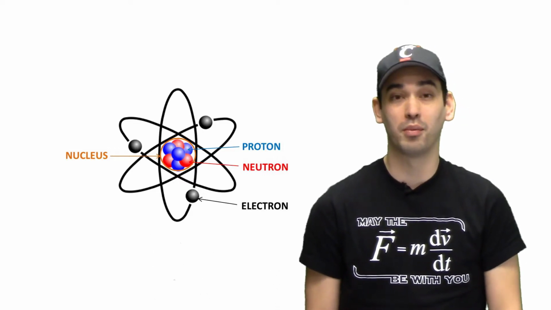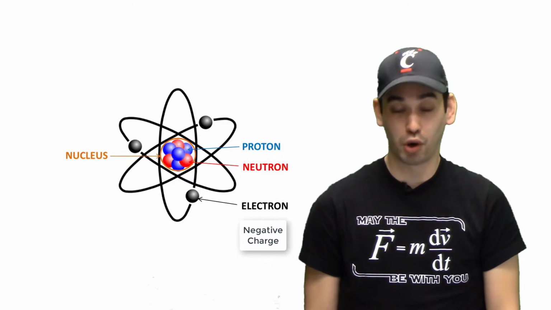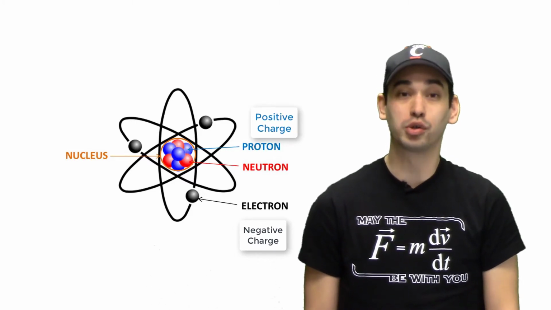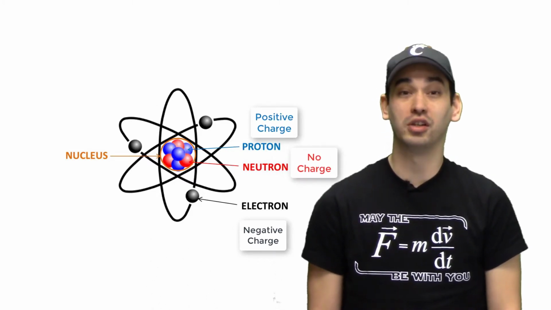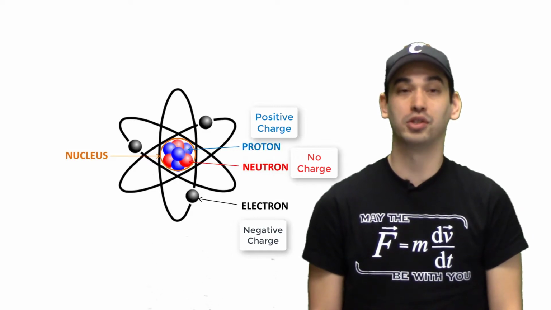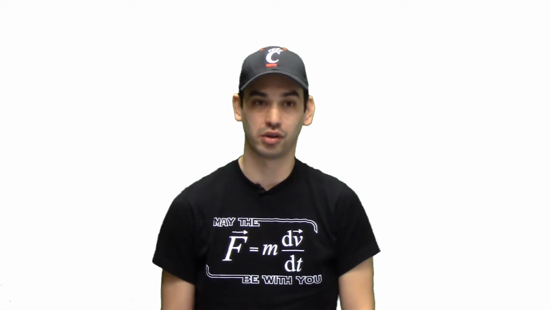You might also remember that electrons have negative charge, protons have positive charge, and neutrons are neutral. Additionally, like charges repel and opposite charges attract. This seems to make sense. You'll remember from circular motion that in order for an object to orbit another object, those two objects need to be attracted to each other. Now, remembering that protons have positive charge and electrons have negative charge, it seems to make sense that opposites attract.